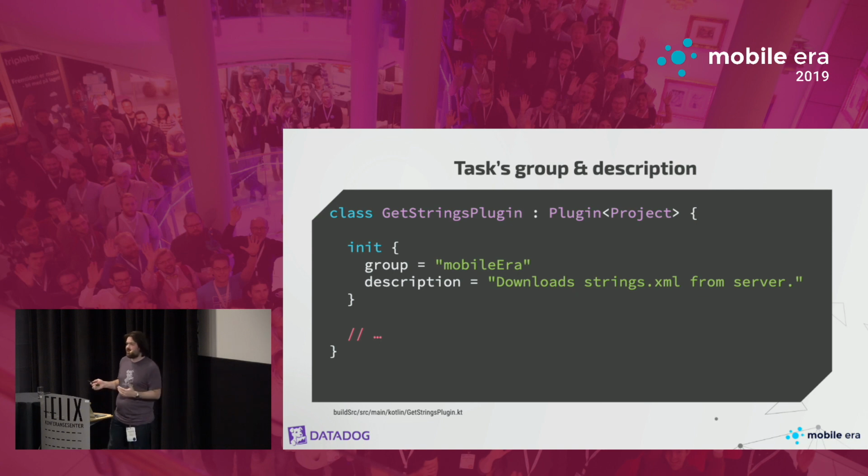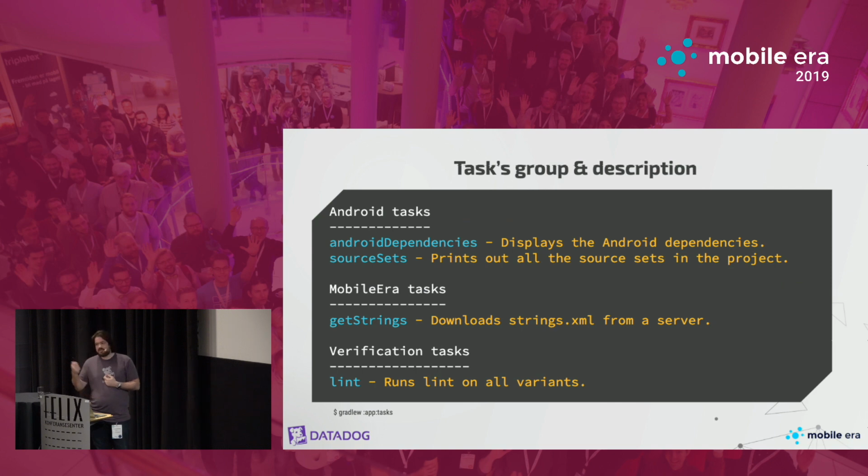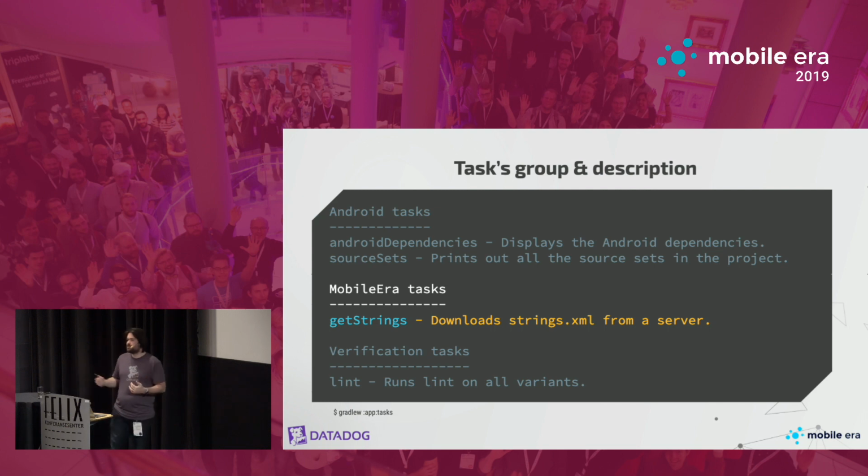Another thing that you can do is create the task's group and description. By default, all your tasks are going to be in the other group and with an empty description. But in your object, you can set the properties group and description, which means that when you list the tasks, either in the console or in Android Studio's Gradle panel, you're going to see the group that you defined, and all your custom tasks are going to be in there and easy to find.